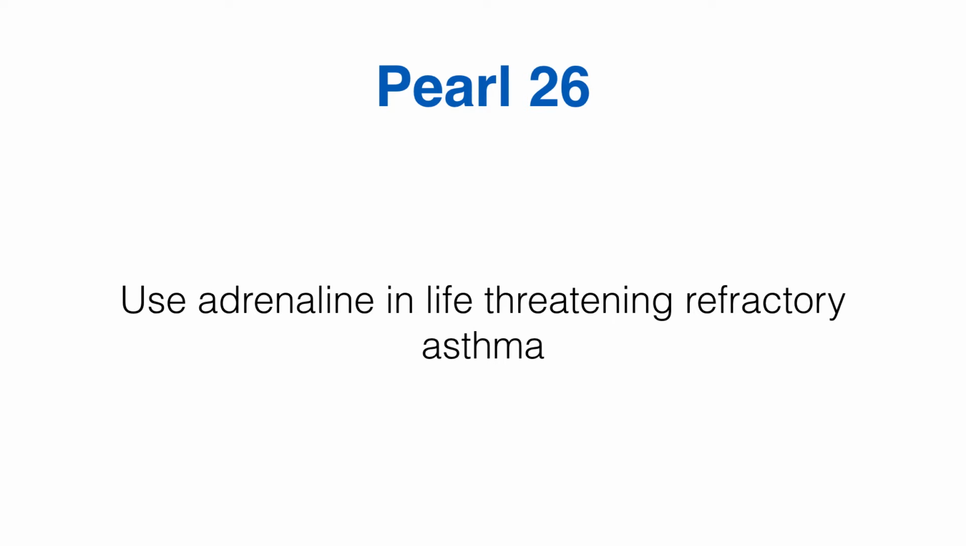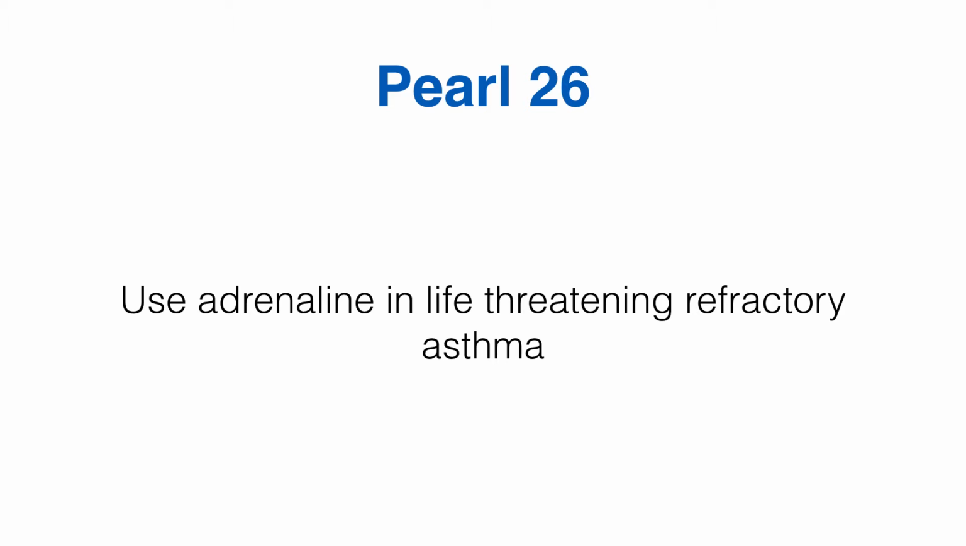Pearl number 26 is use adrenaline in life-threatening refractory asthma. Asthma was one of the first podcasts that I did, when we talked about the routine treatment of asthma. There were a number of options you had when that wasn't working, and things you could add in for refractory asthma, and adrenaline was one of those. I certainly used a low-dose adrenaline infusion to help get me out of trouble on a number of occasions. The reason adrenaline's helpful in this situation is the beta effects cause bronchodilation, in addition to the other beta agonistic effects you're getting from, for example, salbutamol.